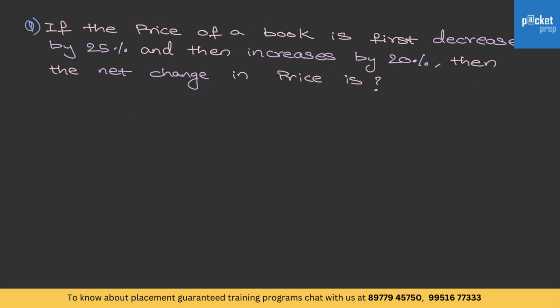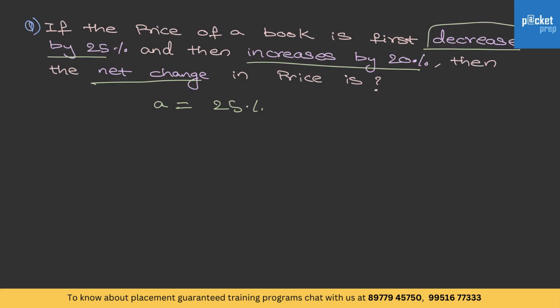Here is a question which says the price of a book is first decreased by 25% and then increased by 20%. They're asking us the net change. So we got the first thing, A. Given that A is 25% and they've said it is decreased by 25%. So as I have said earlier, decrement is represented by negative sign, and B is 20%. And given it is increased, so this gets positive sign.